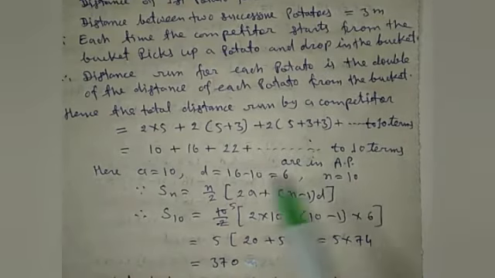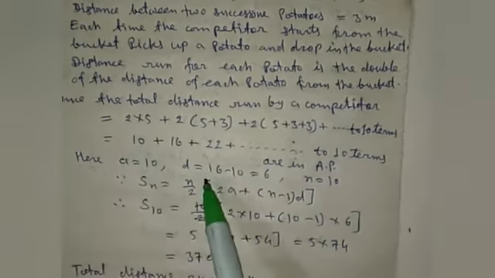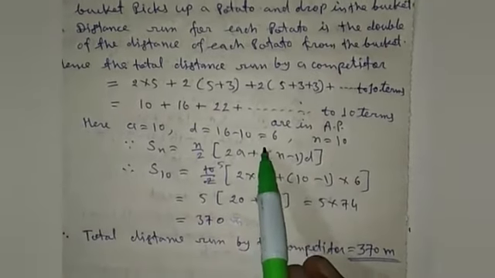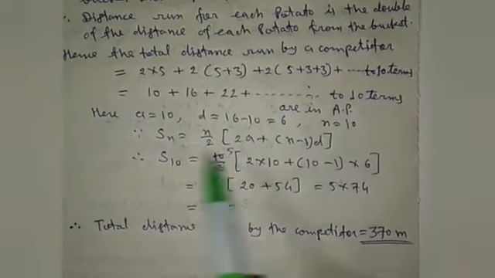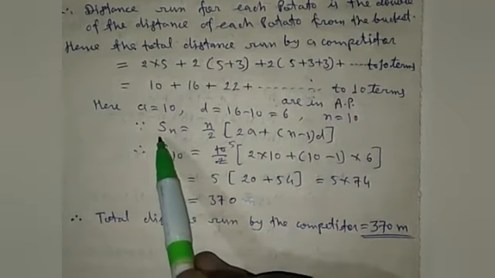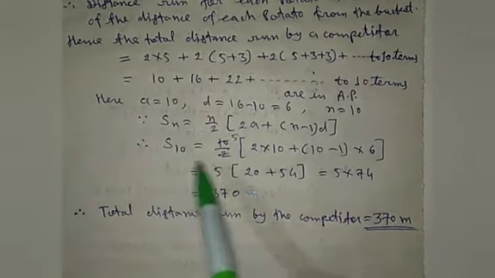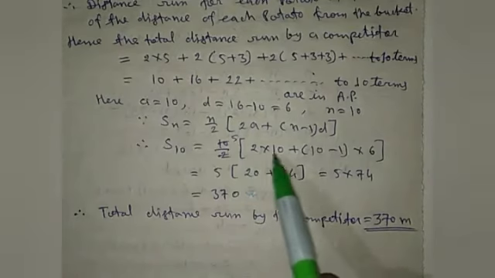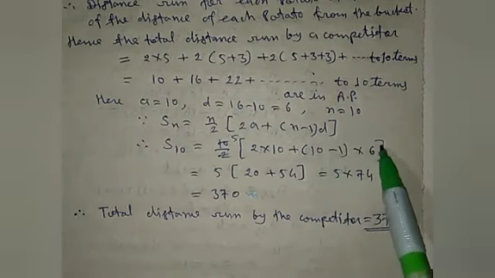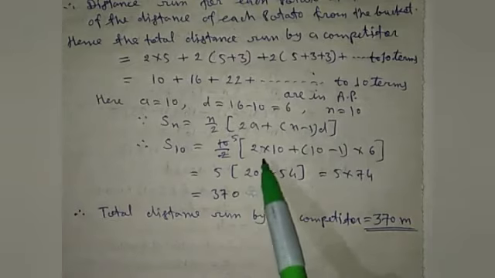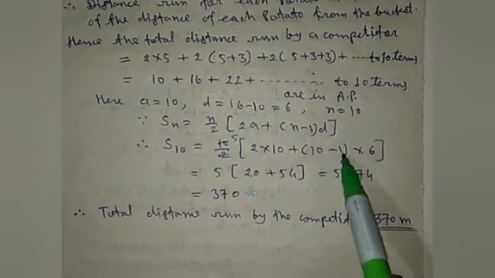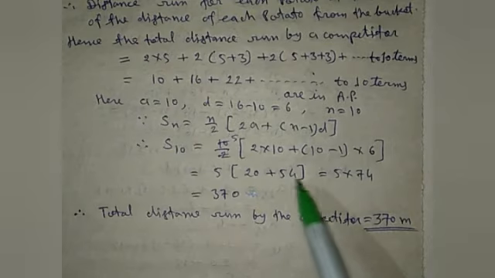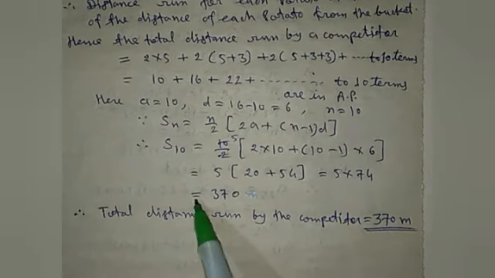These are in AP, and here a is equal to 10 and d is equal to 16 minus 10, that is equal to 6, and n is equal to 10. So substituting the values in the formula, we will get S10 is equal to 10 divided by 2 into (2 into 10 plus (10 minus 1) into 6), that is equal to 5 into (20 plus 9 into 6, that is 54). So it is equal to 5 into 74, that is equal to 370. Hence the total distance run by the competitor is 370 meters.